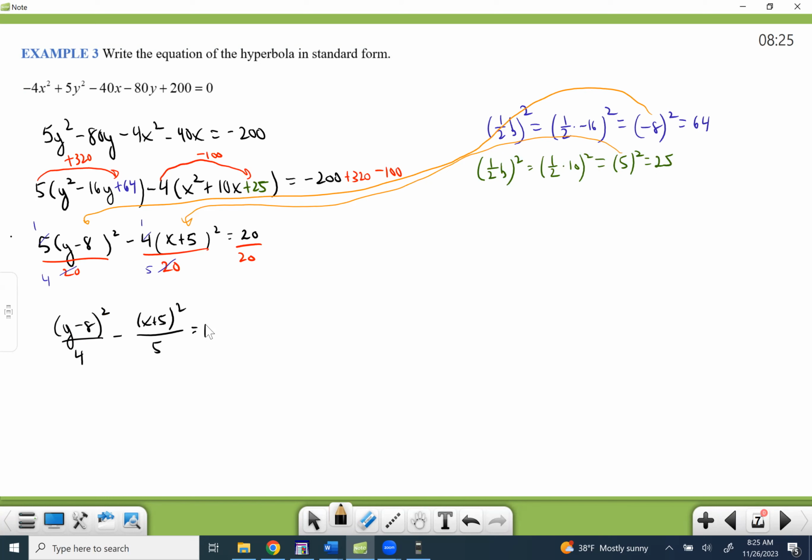Okay, so that is the equation of our hyperbola. You know what? I know it didn't ask us to, but I'm going to go to the next level and get a few things because this one's kind of tricky. I'm going to get the center. I'm going to get the vertices.